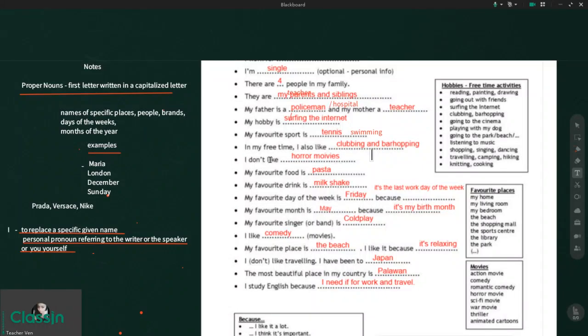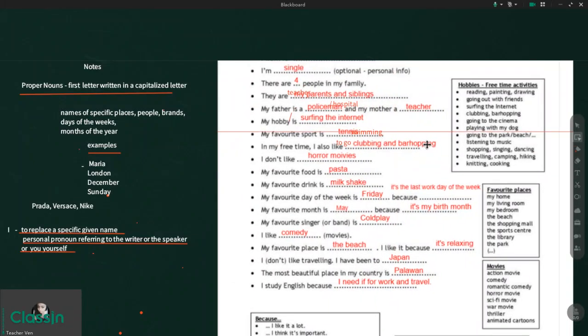For the next part, in my free time, I also like what? In our example, there's clubbing and bar hopping. In my free time, I also like, what's missing in here. You can say, oh wait, we have to move our.